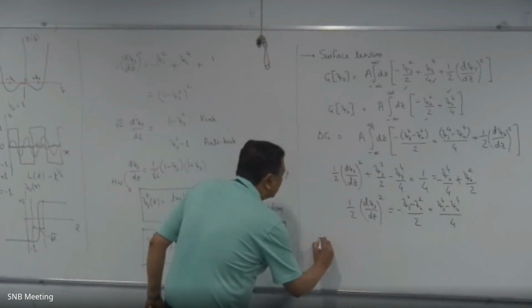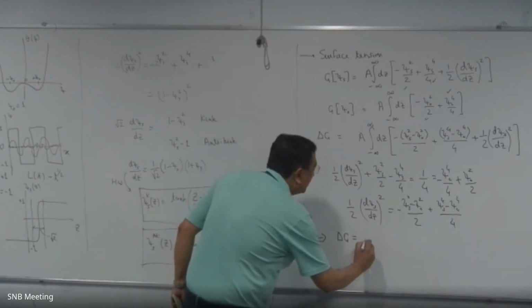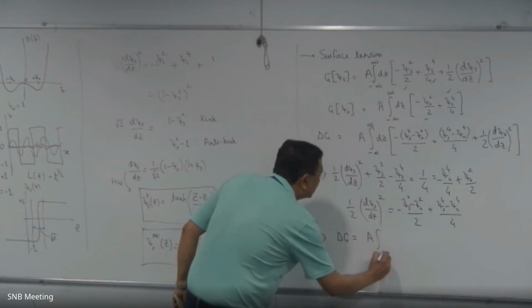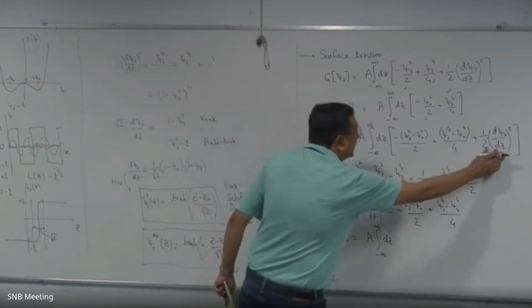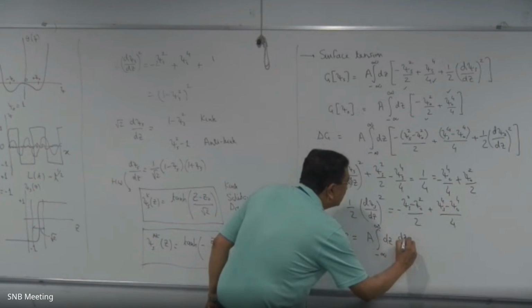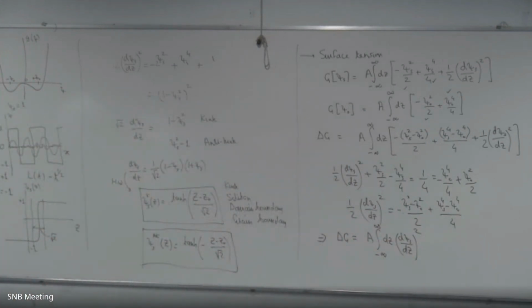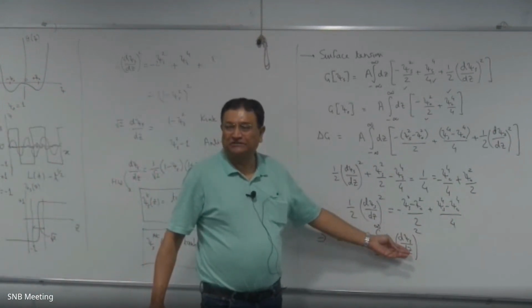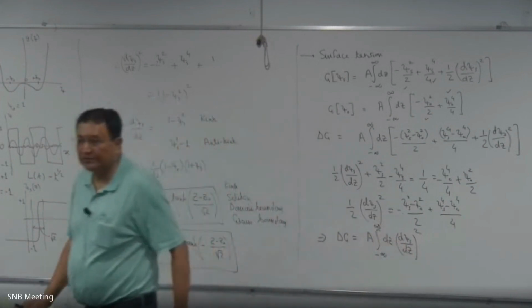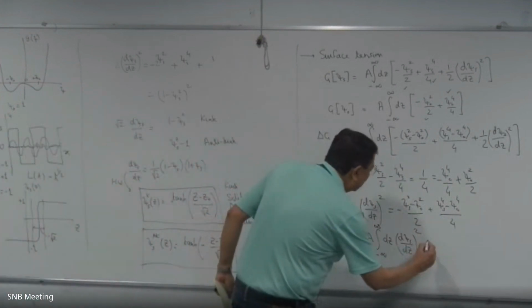So this implies that delta G, the difference in the free energies, is equal to A, minus infinity to plus infinity dz, and this is half and this is half again, so it's just d psi s by dz the whole squared. And now you can explicitly see, as you expect, that this is some positive quantity. This integrand is positive always. So it adds up to some positive quantity. You can actually find out that positive quantity very easily. It's just a little exercise in integration.